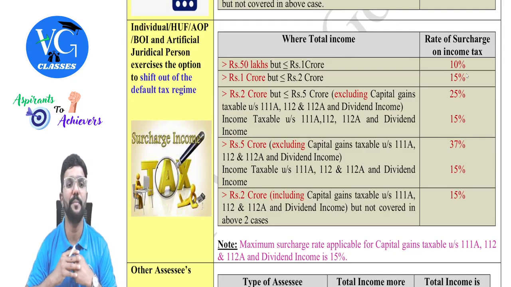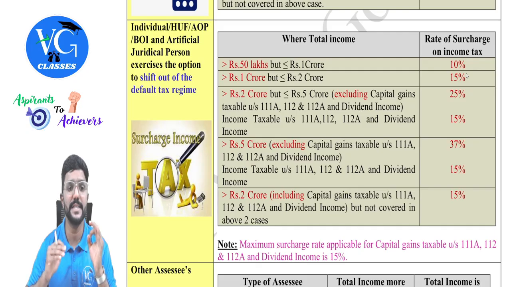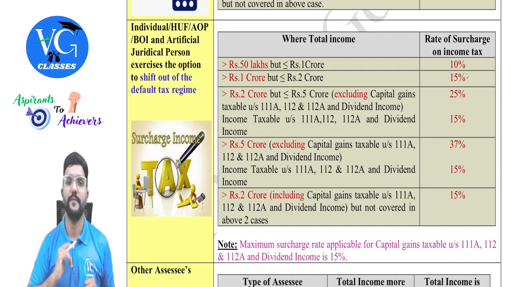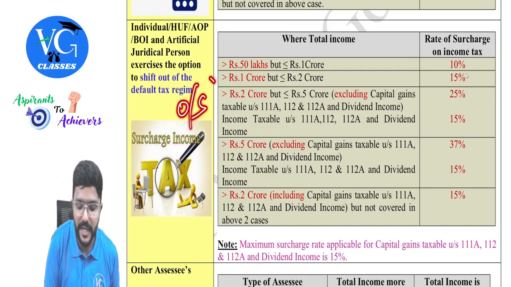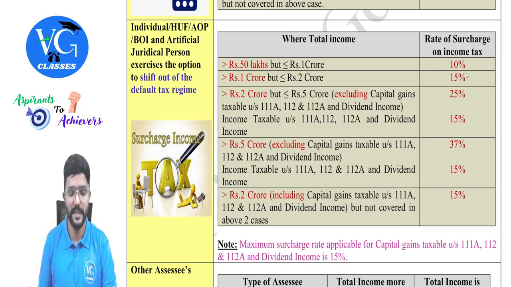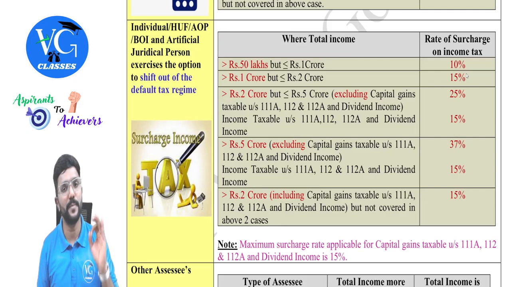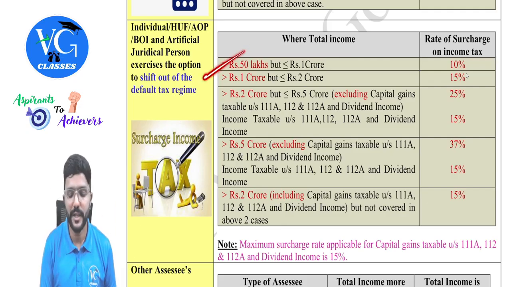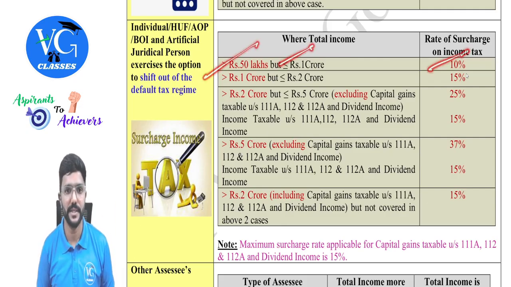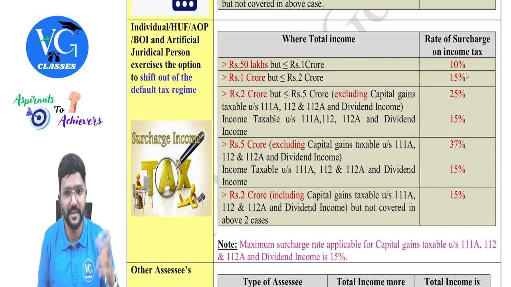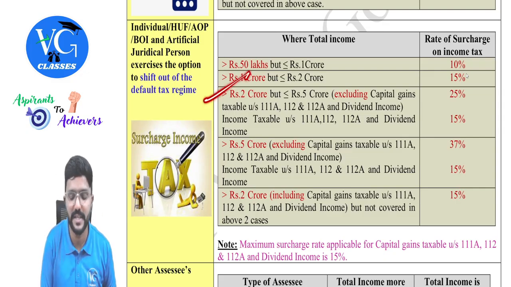Individual, HUF, AOP, BOI and artificial juridical person exercising the option of shifting out of the default scheme. That means they are following which scheme, people? Optional scheme. Yes, sir. If they have total income up to 50 lakh, no surcharge. More than 50 lakh up to 1 crore, 10%. More than 1 crore up to 2 crore, 15%. Sir, same to same. Yes. One change is there, we will see.